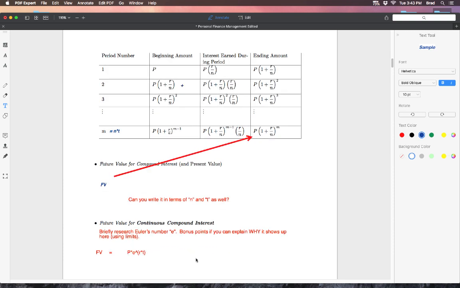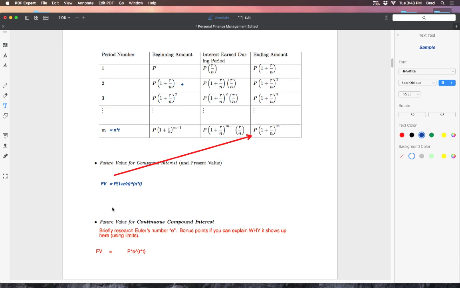And so this question, can you write it in terms of n and t as well? Yeah, we just did that. We just talked about it. In other words, instead of writing to the mth power, we would write it to n times t as our exponent. So notice I'm putting in parentheses everything that goes in the exponent, because superscript doesn't work well with my PDF editor. All right, so we're good. So that's future value for compound interest.